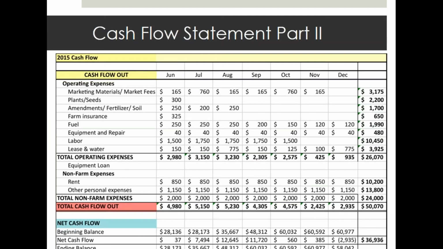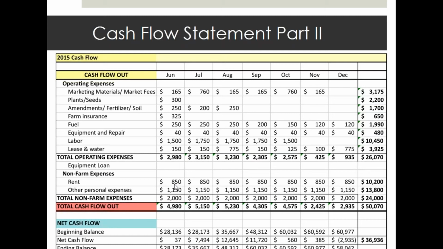What do we notice here? Well, we notice that his total operating expenses in this case are $26,070. If we look at these costs, it looks like the majority of his money is going out in the first part of the season, because right now we're only looking at June through December. So most of his costs are happening early in the season. We also notice that he has labor during certain parts of the year, but not during others. We also notice that he builds in his non-farm expenses, and he's allocated himself $850 for rent and $1,150 per month as his average personal expenses.